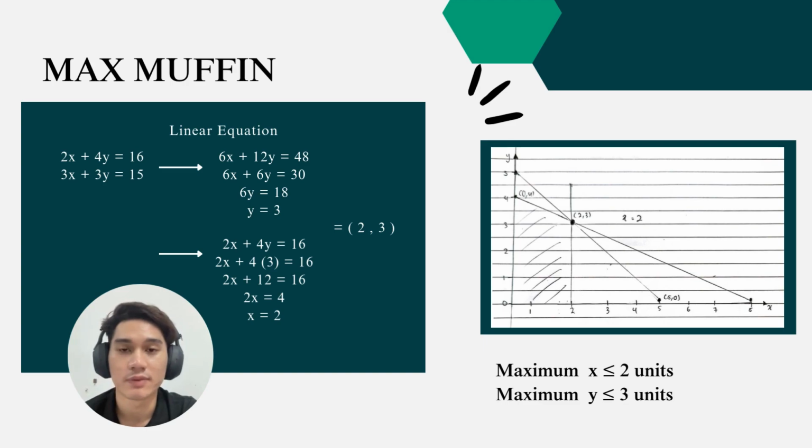So for the calculation of the linear equations, you start with 2x plus 4y equals 16 and 3x plus 3y equals 15. Next calculation is 6x plus 12y equals 48, 6x plus 6y equals 30, 6y equals 18, and y is 3.